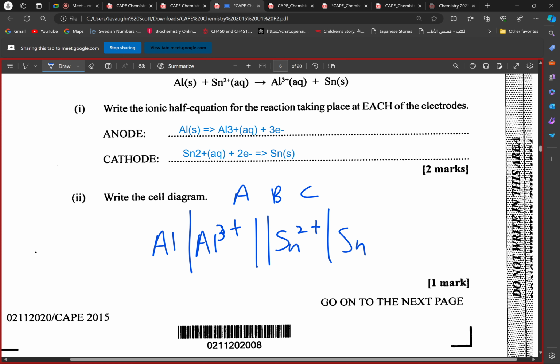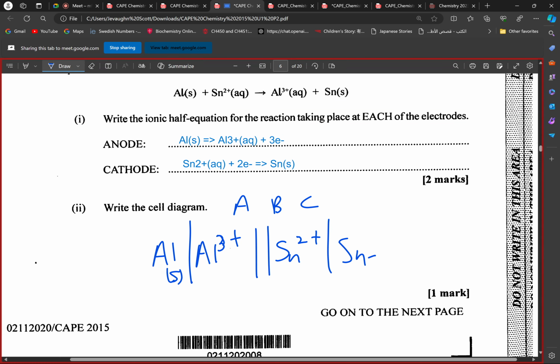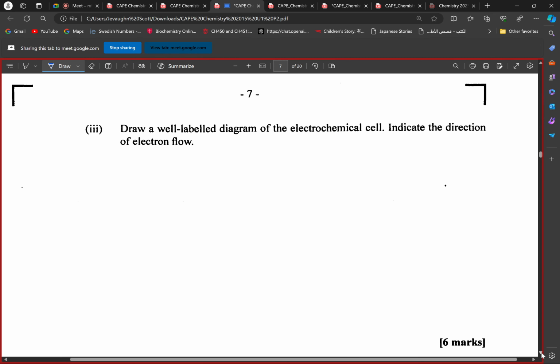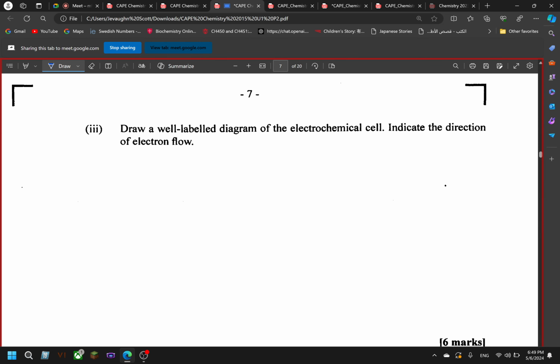So how do you do cell diagram notation? That should be it, right? Yes, B would be the salt bridge. The thing I'm missing from these is the state symbols, guys. Yes, forget the state symbols. All right, moving on. One mark for that. So we will just have to provide this now.